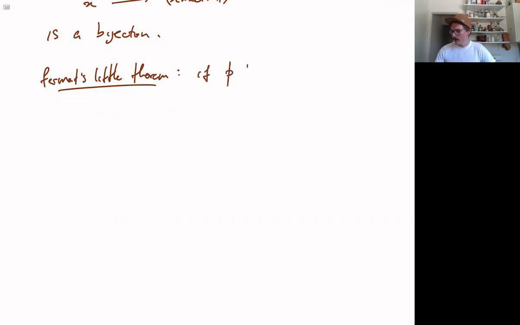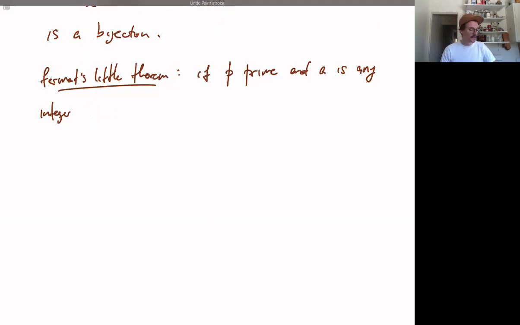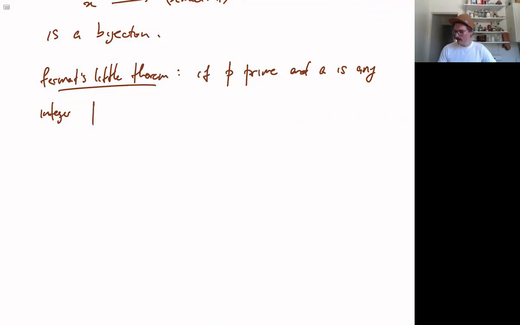If P is prime and A is any integer coprime to P, let me say relatively prime, because I haven't used that word before. Or let me even say P does not divide A. So this is the same as saying that they're relatively prime, because the only factor they could have in common is P.